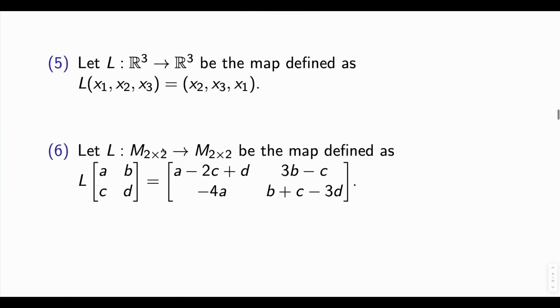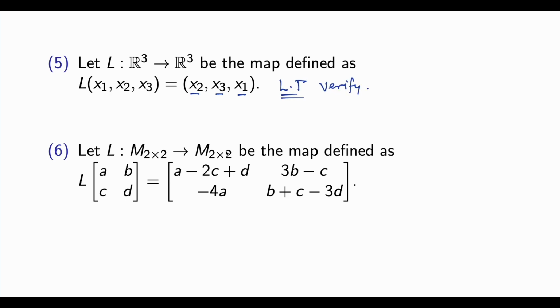Now the next example: let L from R3 to R3 be the map L of x1, x2, x3 equal to x2, x3, x1. This is also a linear transformation. So verify.